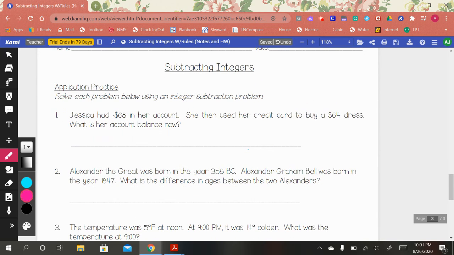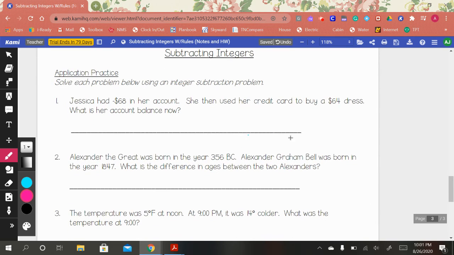And I do want to talk to you about writing subtraction problems because these are kind of tricky. All right, so let's talk about the first one. Jessica had -$68 in her bank account. She then used her credit card to buy a dress that was $64. What is her account balance now?